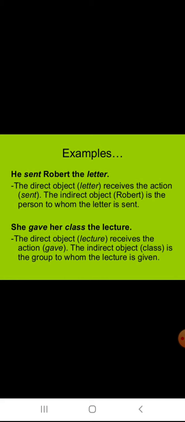The direct object is the letter, which receives the action sent. The indirect object Robert is the person to whom the letter is sent. She gave her class the lecture. The direct object is the lecture, which receives the action gave. The indirect object class is the group to whom the lecture is given.